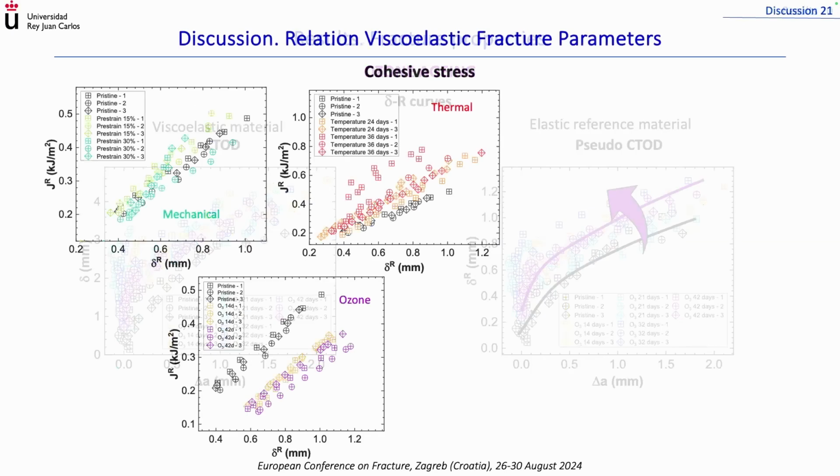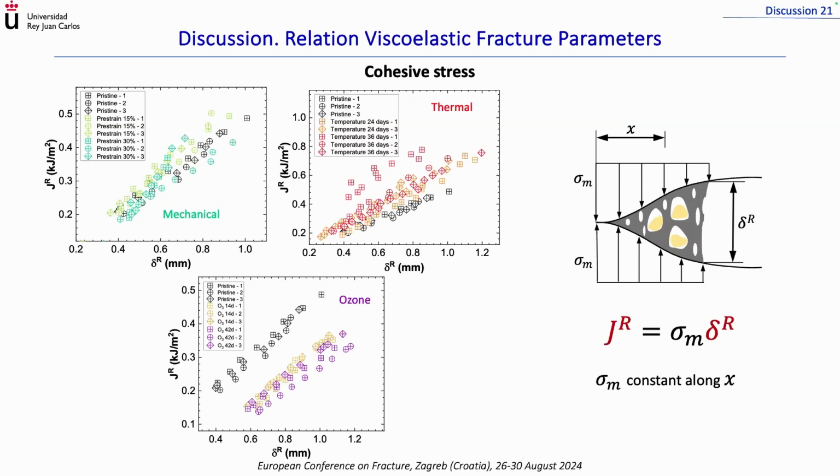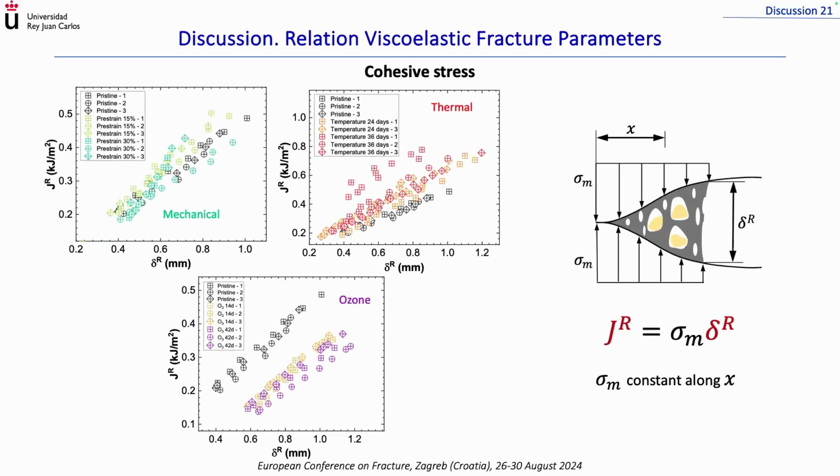I wanted to highlight that we have measured the pseudo J integral and the pseudo crack tip opening displacement independently. But if we plot one against the other, we have linear relationships for all the cases. So this allows us to assume a very simple cohesive model, assuming a constant softening function, and we can define a cohesive stress, sigma_n, as the ratio between the pseudo J integral and the pseudo crack tip opening displacement.